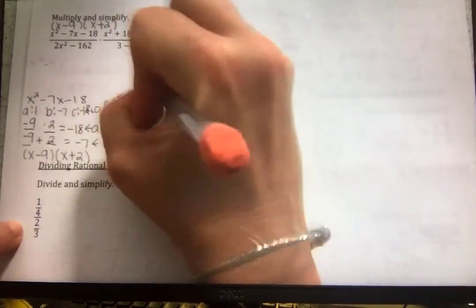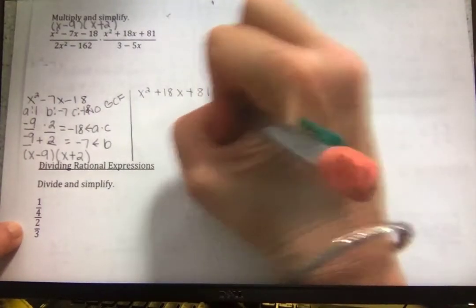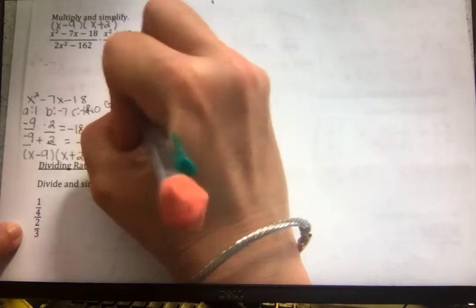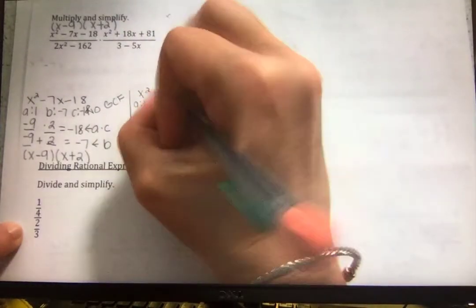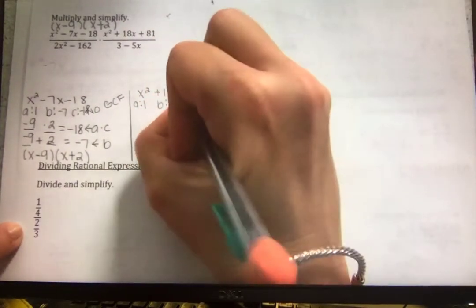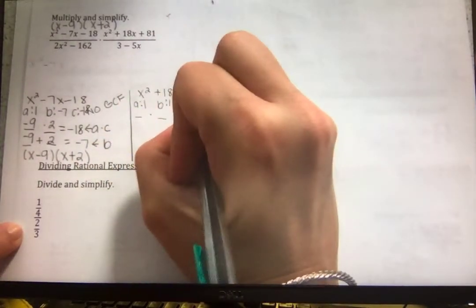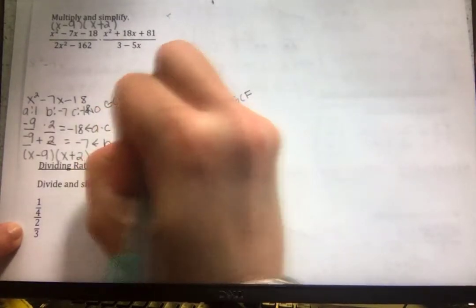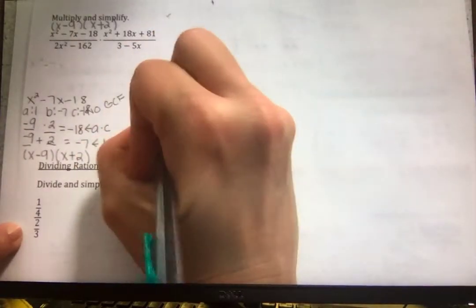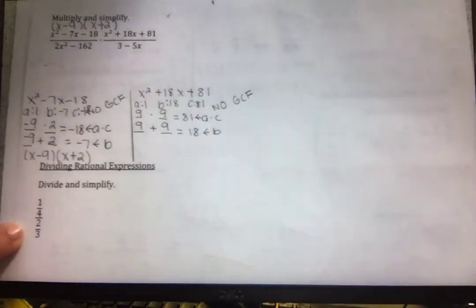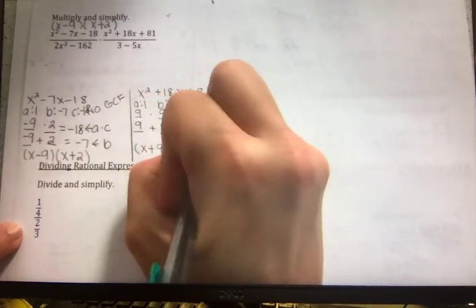X squared plus 18x plus 81. Again, no GCF. Again, A is 1, so that's good. B is 18 and C is 81. So two numbers that can multiply together to give us A times C, which is 81, and the same two numbers that could be added together to give us 18, which is B: 9 and 9. 9 times 9 is 81. 9 plus 9 is 18. Because A is 1, thankfully I can go straight to my factors of (x plus 9) times (x plus 9).